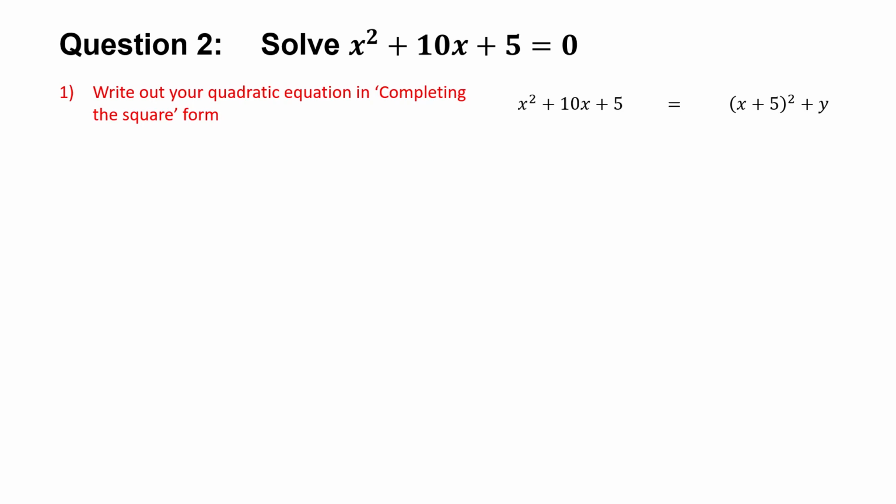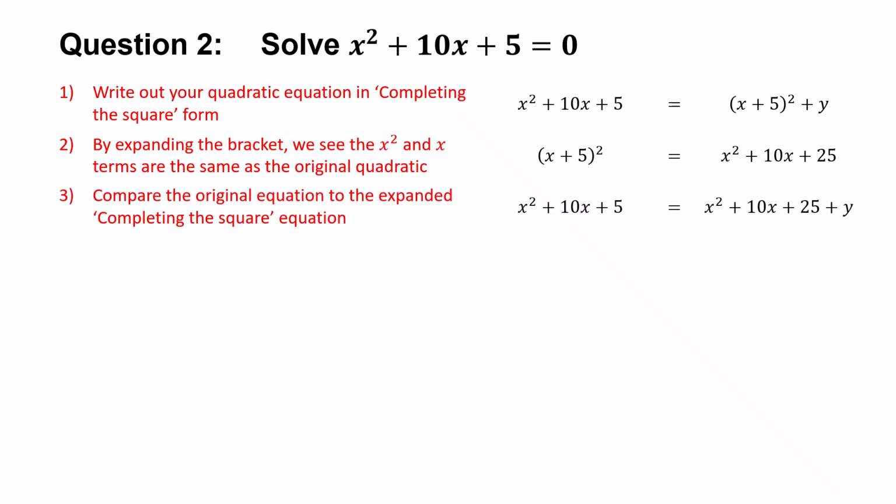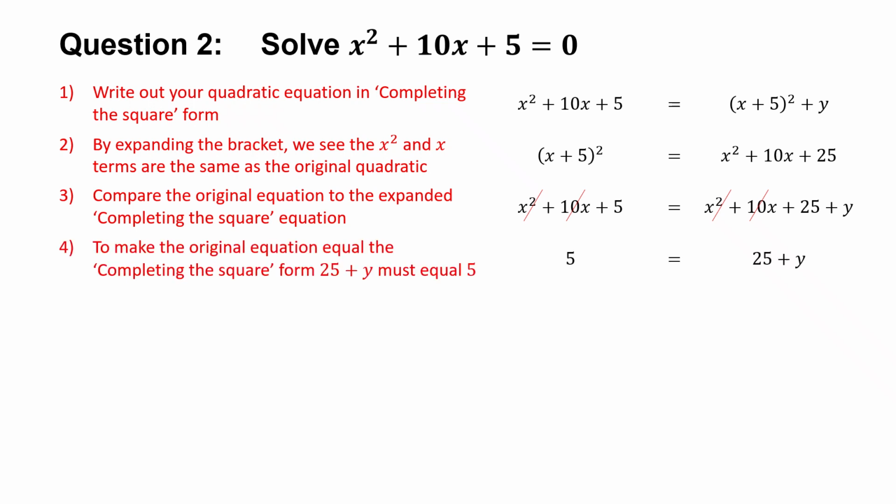the square format. So we have our quadratic expression here is equal to (x plus 5) squared plus y. If we expand out this bracket, we get x squared plus 10x plus 25, which if we substitute this into the right hand side in step 1, we get our original quadratic is equal to x squared plus 10x plus 25 plus y. So these terms cancel out, and we get that y is equal to 5 minus 25, which is minus 20.